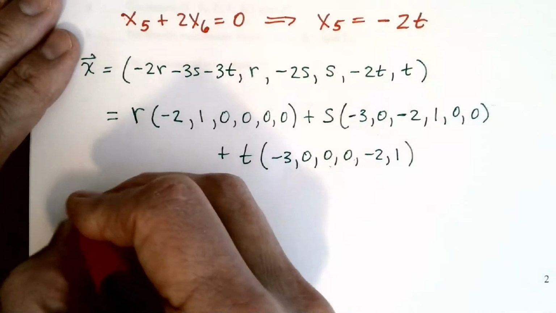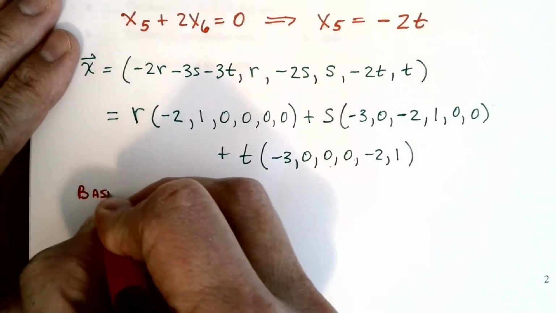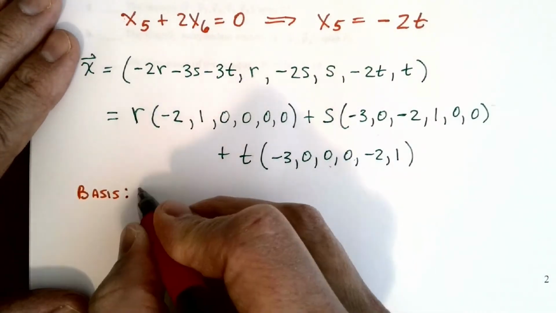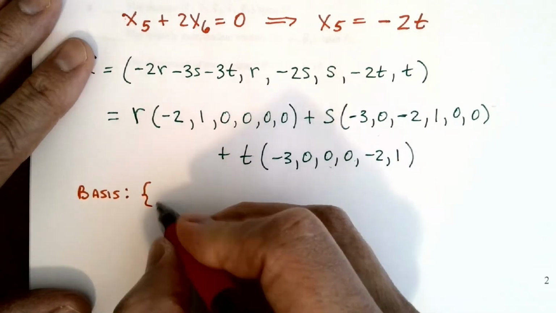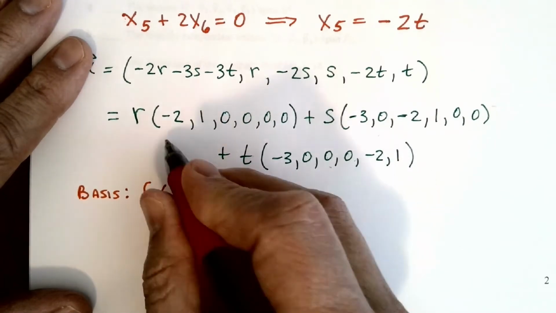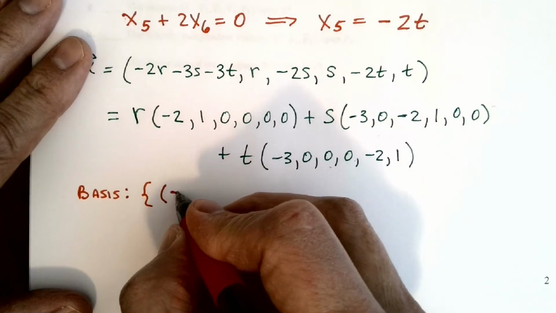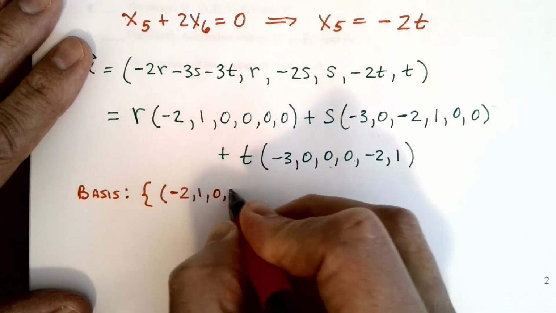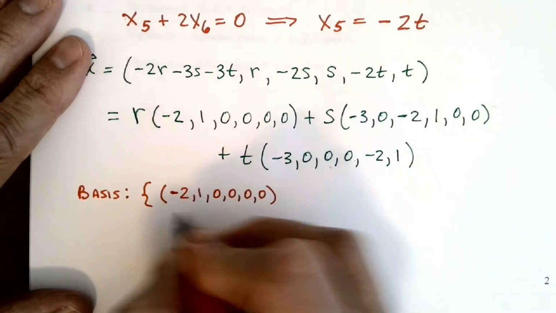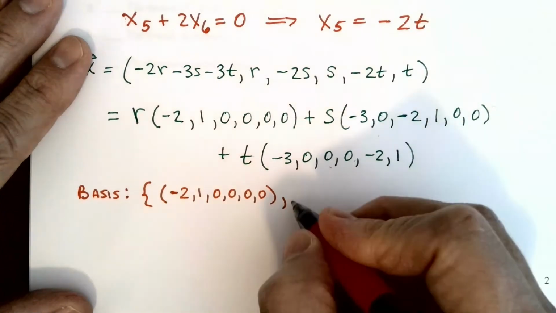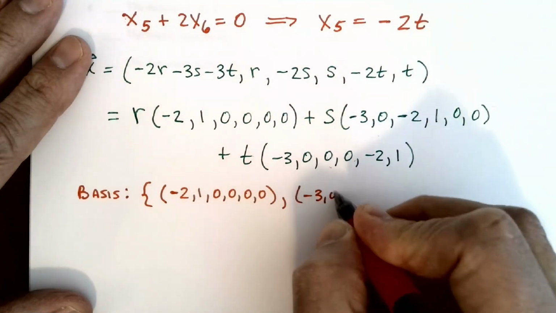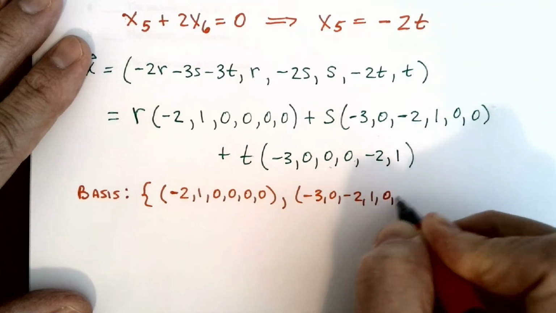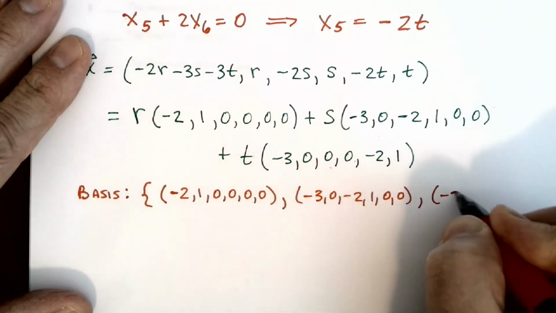So the answer is, what is the basis for? I should say, what is a basis? Very important here. It's the vectors. Don't include the parameters r, s, and t. Just the vectors. So it's this vector, this ordered sextuple, this vector, and this vector.